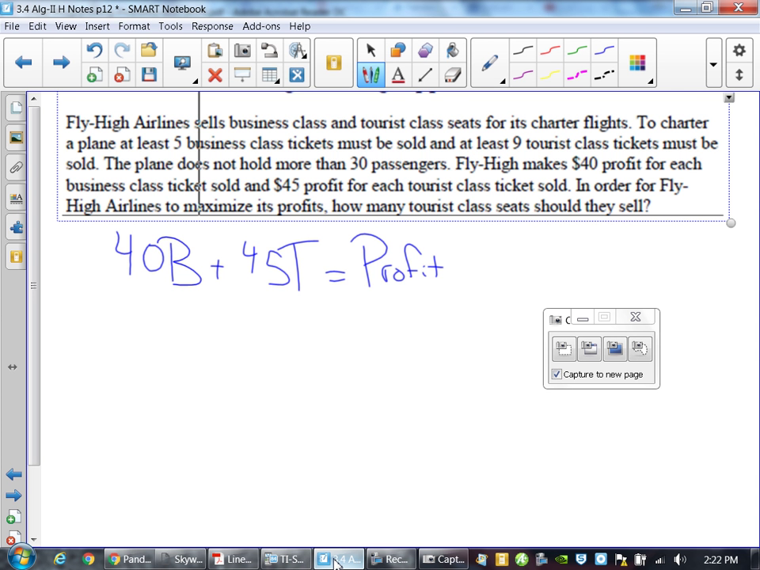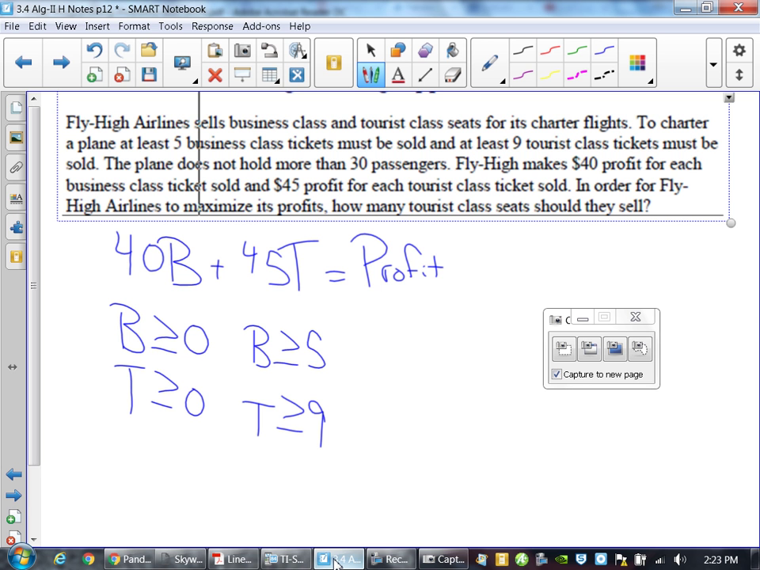Now you're going to come up with your own constraints for the problem. First thing I'm going to ask you, can you sell negative seats? No. Which means what quadrant is this? Quadrant 1. I know that I'm going to have business seats greater than or equal to 0, tourist seats greater than or equal to 0. But it says you need to have at least 5 business, so that supersedes it by being greater than or equal to 5. And the tourists have to be greater than or equal to 9.